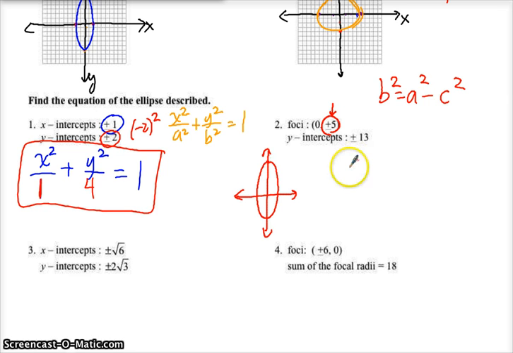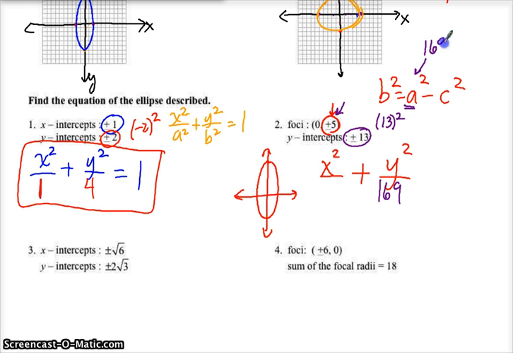And so that means that my y squared needs to have the a squared underneath it. And if I have plus or minus 13 as my y-intercepts, well, I'm just going to take 13 and square it, and that's the number that goes under here. I know that's the major axis because the foci are located on the major axis. So therefore I know that the major axis is underneath the y squared. And remember, the larger axis is the major axis, and that's always my a. So I have a squared minus c squared equals b squared. Well, a squared is 169.